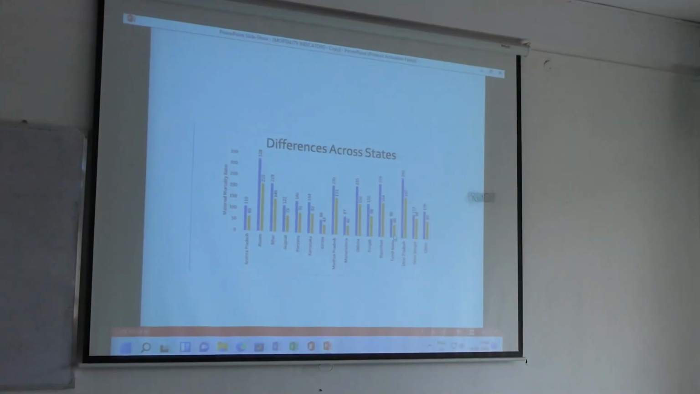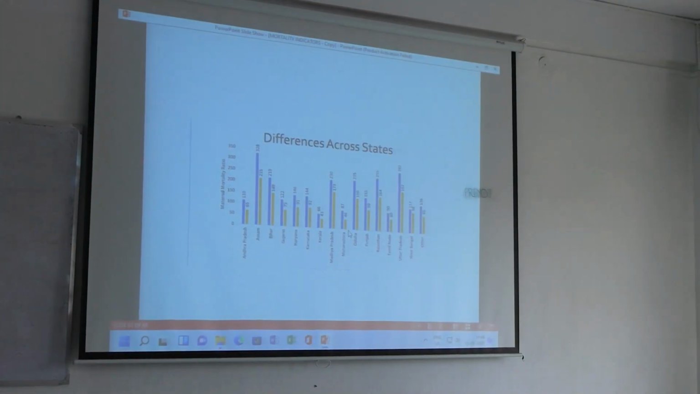Maternal mortality also differs by state. For example, Assam has a very high maternal mortality. Kerala has a very low mortality. West Bengal is somewhere in between. Uttar Pradesh has a very high maternal mortality. Among the better performing states, we have Kerala, Tamil Nadu, and Maharashtra also.